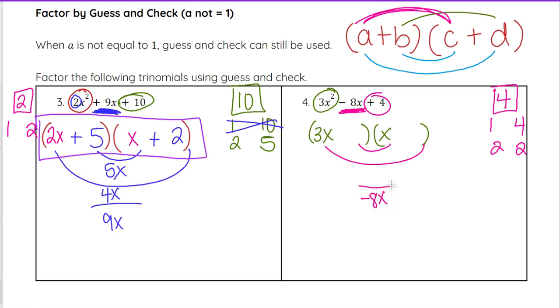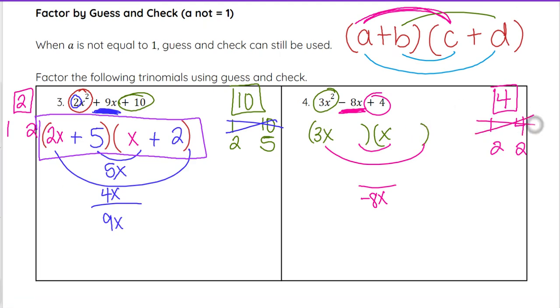That's our end goal. So I'm going to just go ahead and guess and check. So I'm going to go ahead and put a 1 and a 4 here. 1 times x is 1x. 3x times 4 is 12x. 1 and 12 are never going to add or subtract to give you negative 8. So I'm going to go ahead and switch the 1 and the 4 and see if it works swapped around. 4 times x is 4x. 3x times 1 is 3x. 4 and 3 will never add or subtract to give you negative 8. So 1 and 4 are off the table.